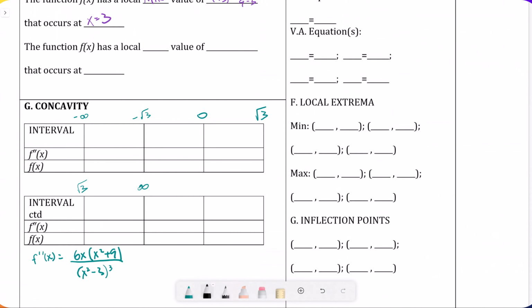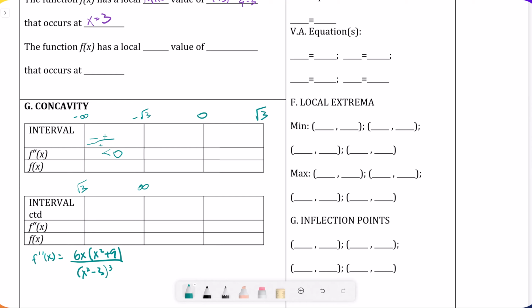Okay, so then let's plug in. Between negative infinity and negative radical 3, we'll plug in a negative 10. That's going to be negative times something that's always positive. Now our denominator is to the 3rd power, and so we do have to plug in. We're going to have something positive. 100 minus 3 is positive, cubed positive. So we'll have a negative in the second derivative in this interval, which is less than 0.